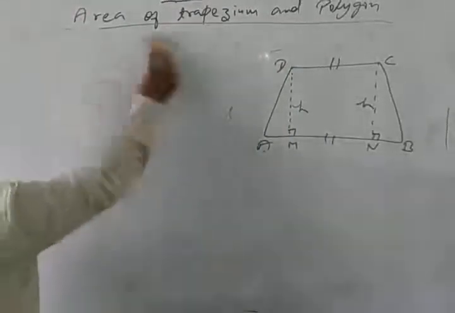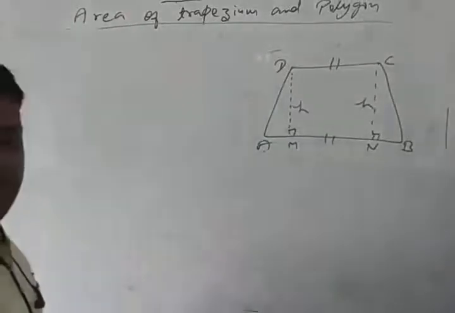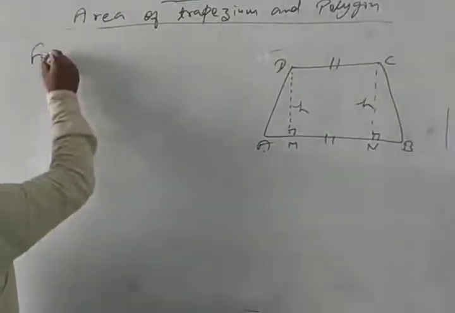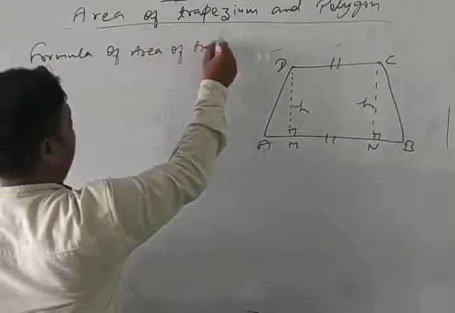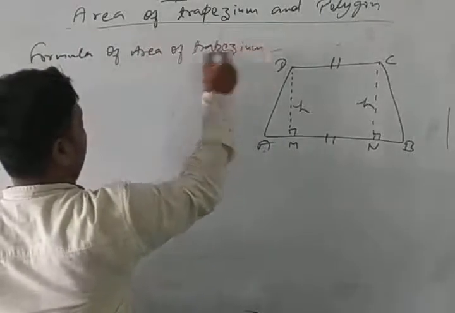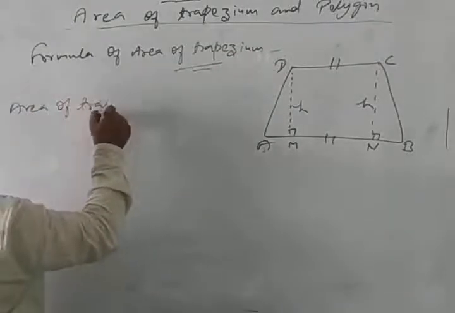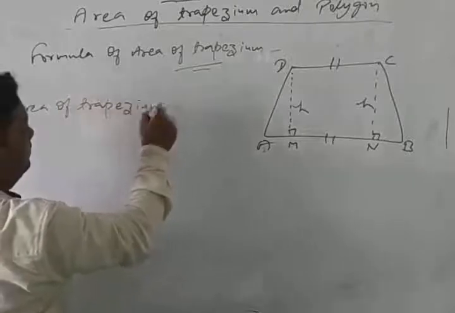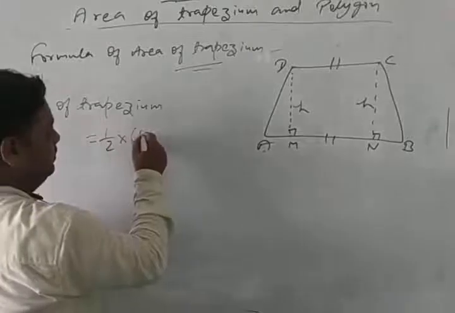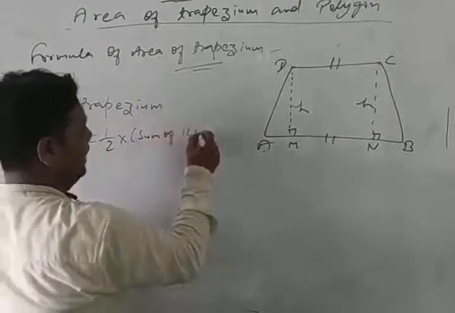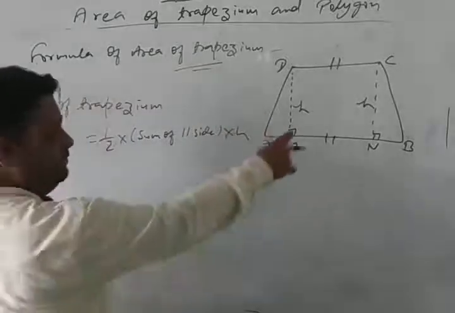We are not giving the figure. Now, the formula of area of trapezium. Area of trapezium is equal to 1/2 into sum of parallel sides into h, meaning height. This one is the height.